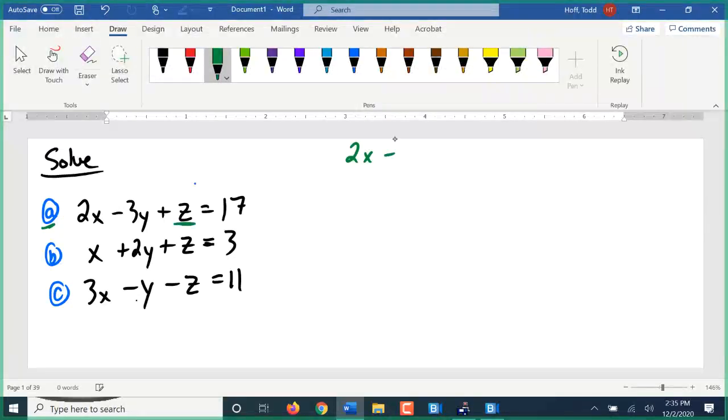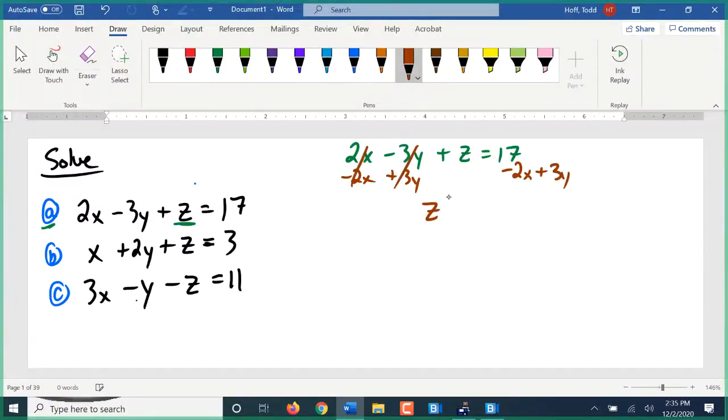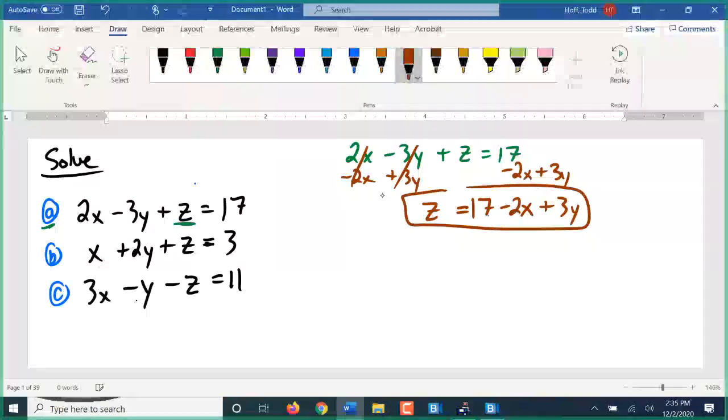So 2x minus 3y plus Z equals 17. I am going to subtract 2x from both sides and add 3y to both sides to make both of those go away over here. So we get Z equals 17 minus 2x. My 7 got a little sloppy there. Let me rewrite that. 17 minus 2x plus 3y. That's equation A still, just been rearranged.